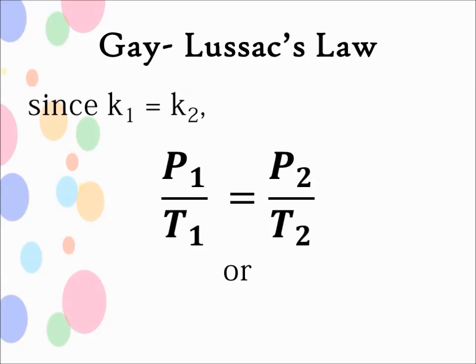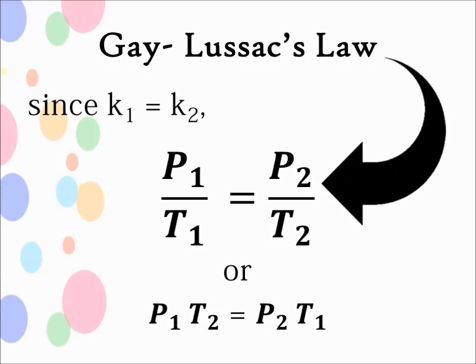So we will have pressure 1 times temperature 2 is equivalent to pressure 2 times temperature 1, or P1 T2 equals P2 T1. So these two are our formula or equations for Gay-Lussac's law.